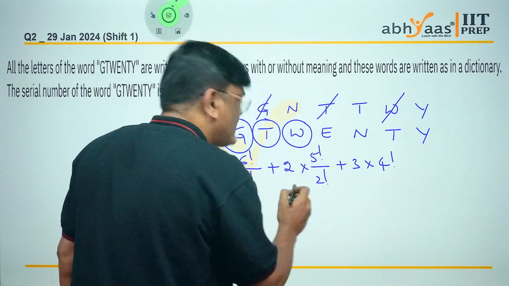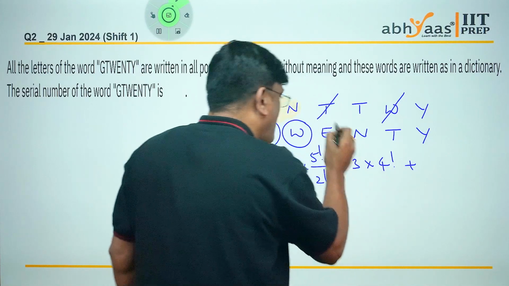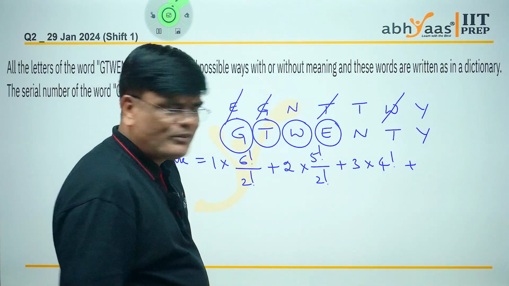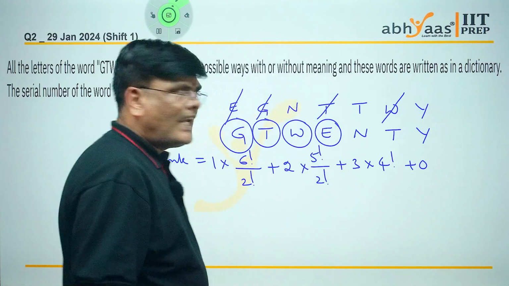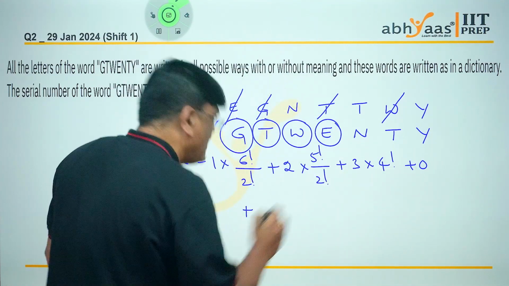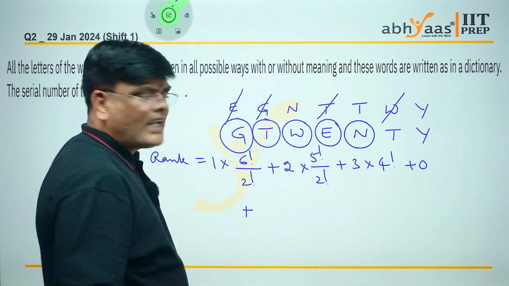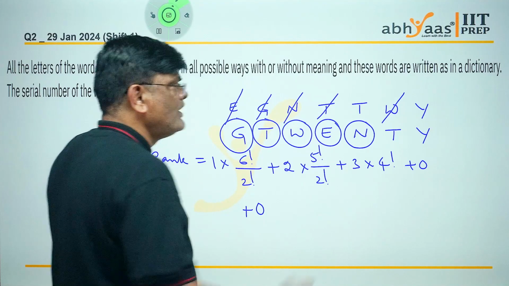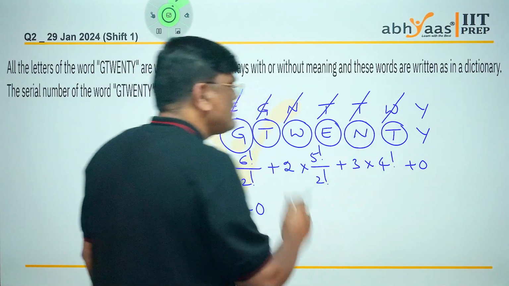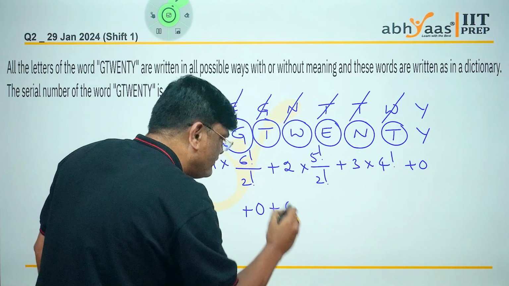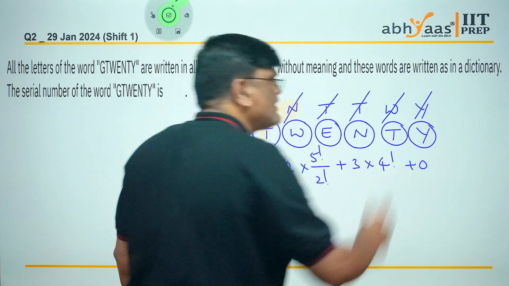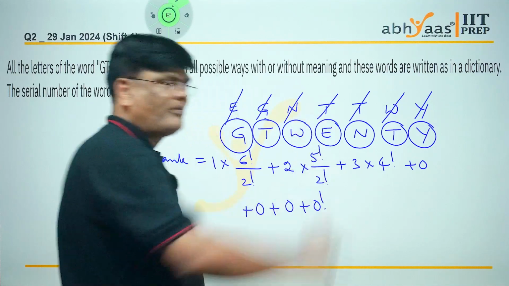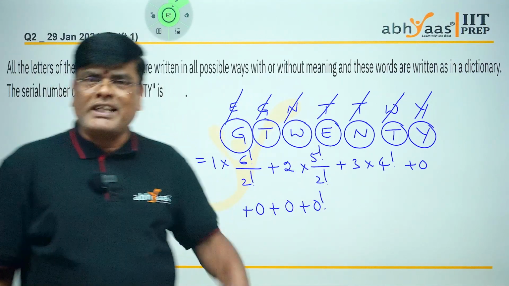Next after that, plus E. Circle it and cancel it. Before E, there is no letter, so that means 0. Next plus, I am circling the letter N and cancelling that N. Before N, there is no letter, so that is 0. Next T, round up and cancel. Before T, there is no letter. Next Y, round up, Y cancel. In the last, we have to write 0 factorial, and 0 factorial is nothing but 1.